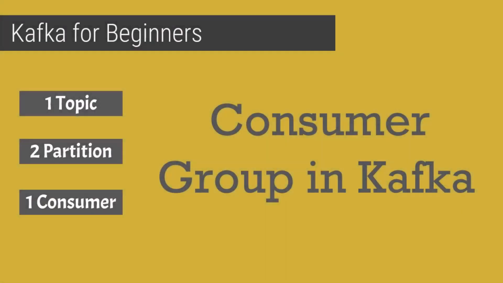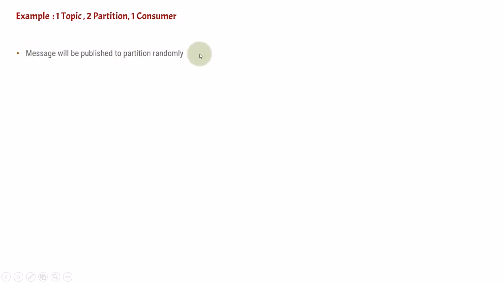Hello people, this is Self-Tuts and we are continuing our series on Kafka for beginners, and in this video we'll continue with a different scenario of consumer group in Kafka. In the previous video we saw what happens when you have only one partition and one consumer. But in this scenario the topic is having 2 partitions and there is one consumer. So how is our Kafka ecosystem going to behave, how is the consumer going to consume the message, we'll learn about that. So the message will be published to the partition randomly.